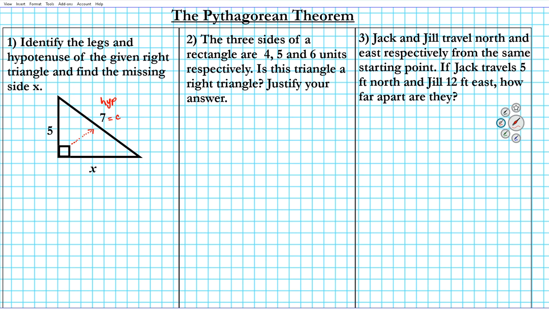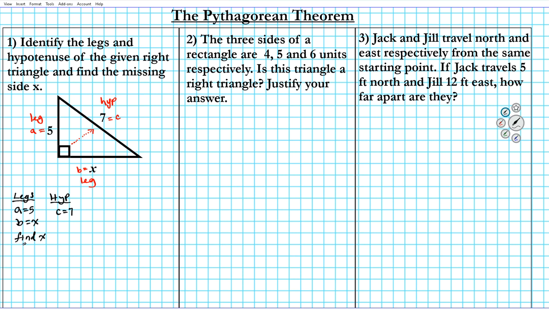So what we're going to do here is just call this A, and then call this B right here, the side that we're missing. So this is the first leg, and this is the second leg. All right, so now we know the legs and the hypotenuse, so we can write them down. The legs are a equals 5 and b equals x, and our hypotenuse is c equals 7. So now we're going to go ahead and find x, the missing side.